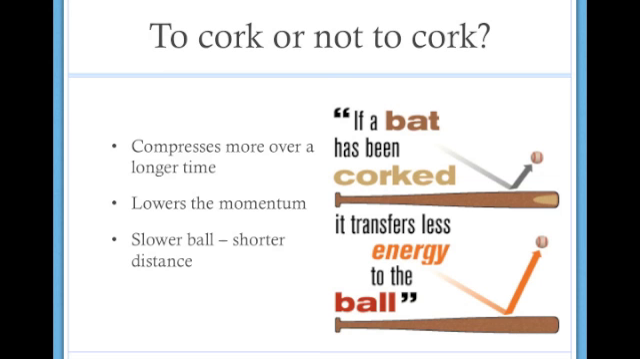But in reality, what they don't realize is that when they hollow it out, it's actually transferring less energy to the ball because it compresses more over a longer period of time. And this longer period prevents the ball from receiving the energy back. And it also lowers the momentum of the bat because it decreases the mass, therefore lowering the momentum of the ball. So I thought that was really interesting that the physics behind this really proves that it doesn't really help anything to cork your bat. And as it says here, if a bat's been corked, it transfers less energy to the ball than one that had not been corked.